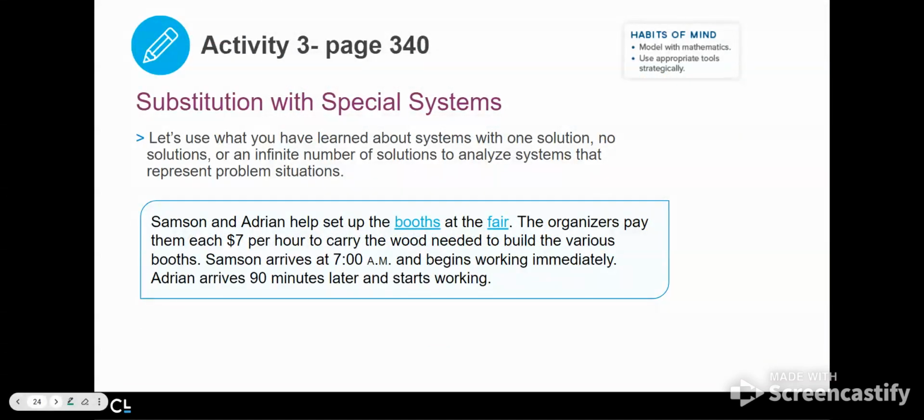All right, please turn to page 340. Now, what we're going to do is the same thing, but this time we're going to solve it algebraically. So let's use what we've learned. Samson and Adrian helped set up booths at the fair. The organizers pay them each $7 per hour to carry the wood. Samson arrived at 7 a.m. and begins working immediately. Adrian arrives 90 minutes later and then starts working.